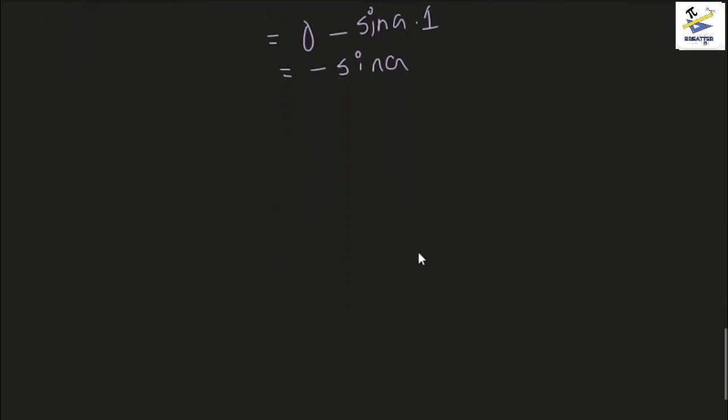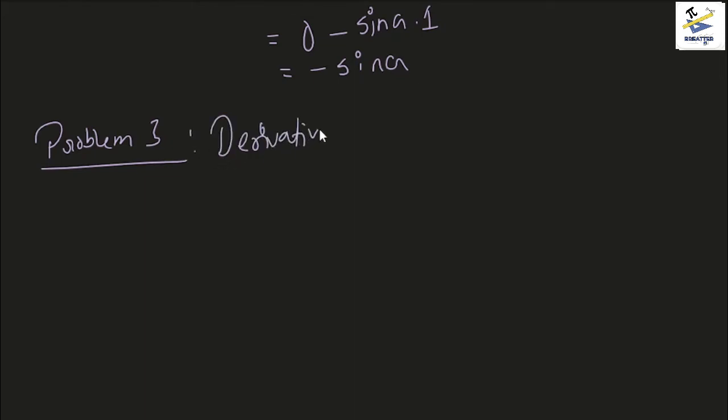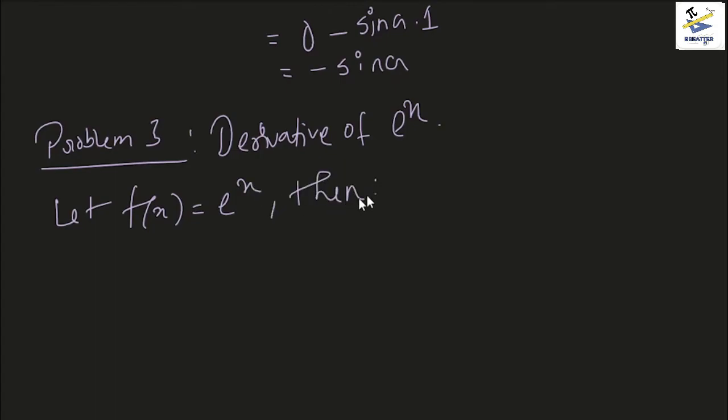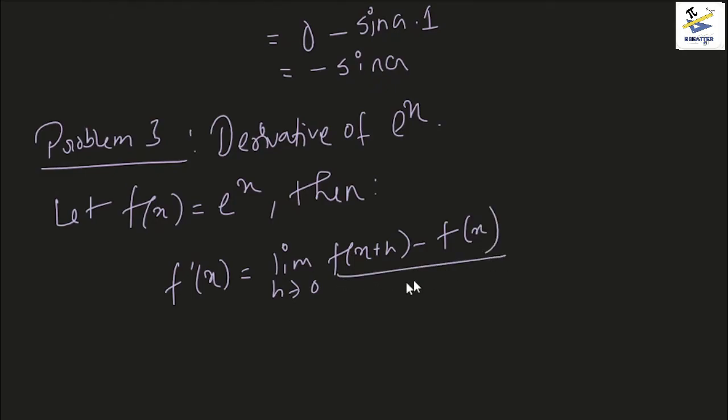A third example now could include the derivative of e to the power x. So let f of x equals to e to the power x. Then let us evaluate the derivative at the point x itself. So what we are going to do is we are going to write it like this: limit h tends to 0, f of x plus h minus f of x divided by h.